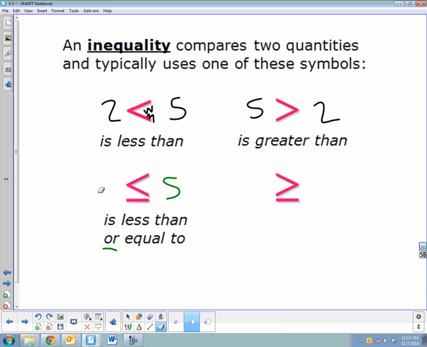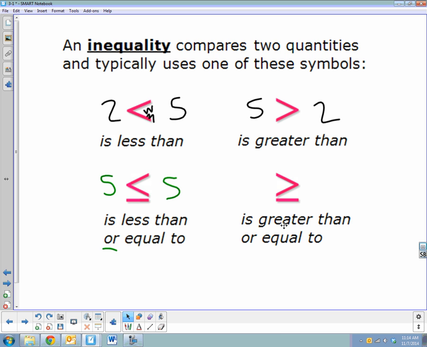However, this is true as well. 5 is less than or equal to 5. Because of that or word, it gives us more options. It's either less than or it's equal to. Both will work. Of course, this would not work for either one. 6 is not less than 5, and 6 is not equal to 5. So 6 is not less than or equal to 5. You could have either 5 or you could have 2.